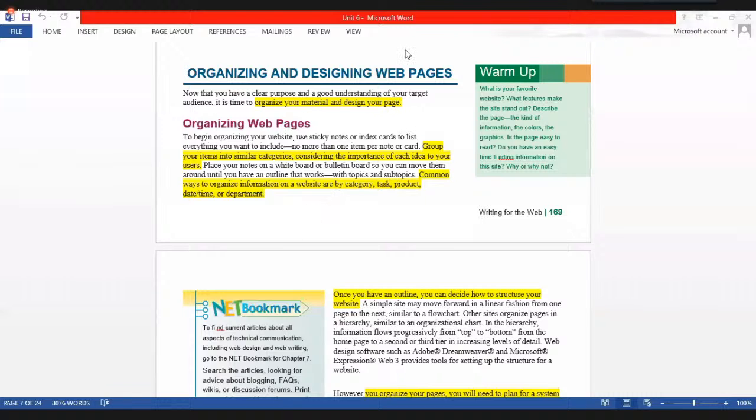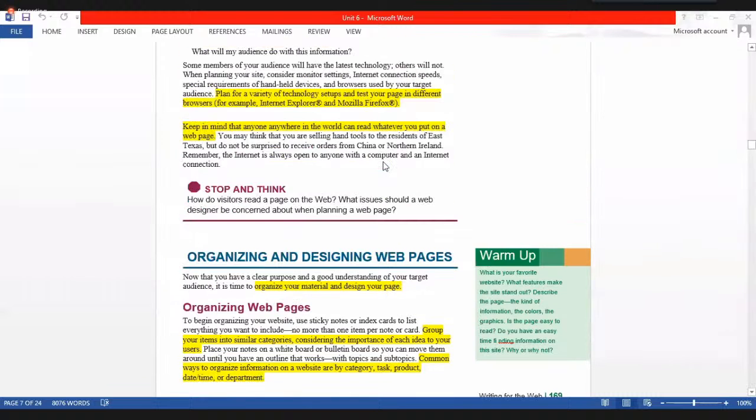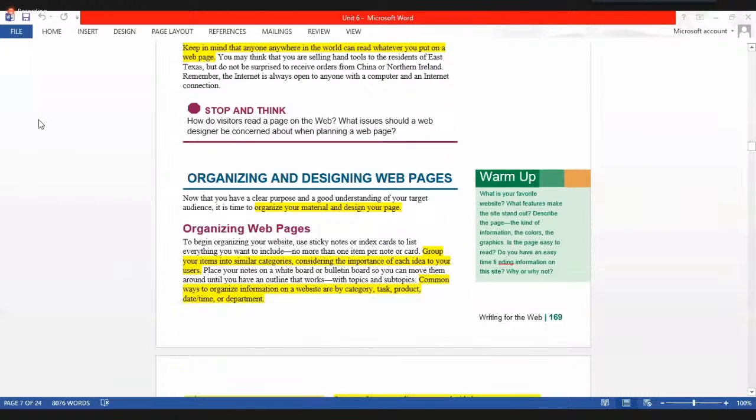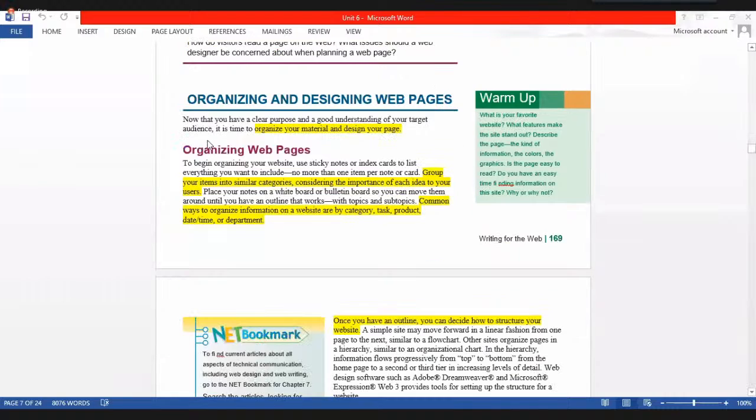So let's see. I have highlighted this, and I'll send it to you. I have copied this chapter, and I'll send it to you after the class. So see, organize your material and design your page.